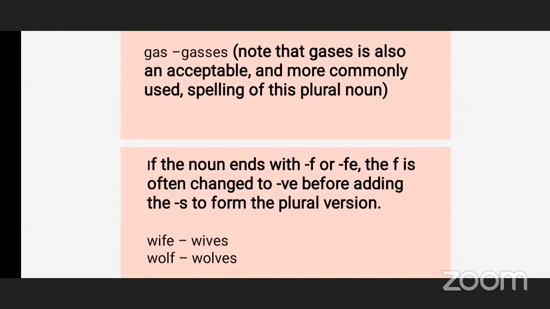Yuvraj? Ma'am? Yes. As I taught you some of the exceptional words, isn't it? So now I'm going to ask you from that. What is the plural format of roof? R-O-O-F, roof. Roofs. Spell it.